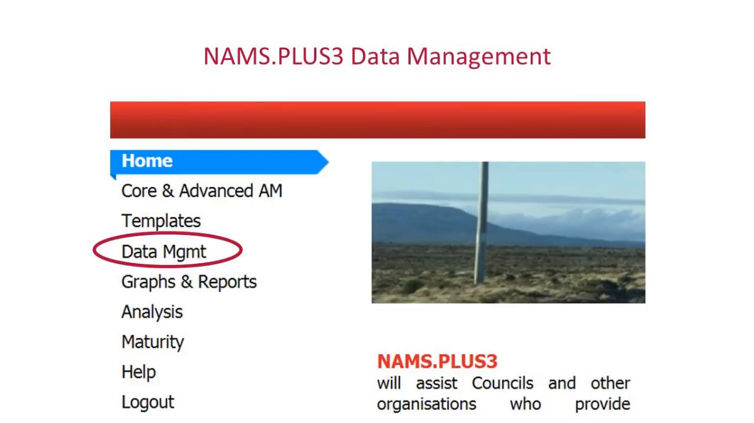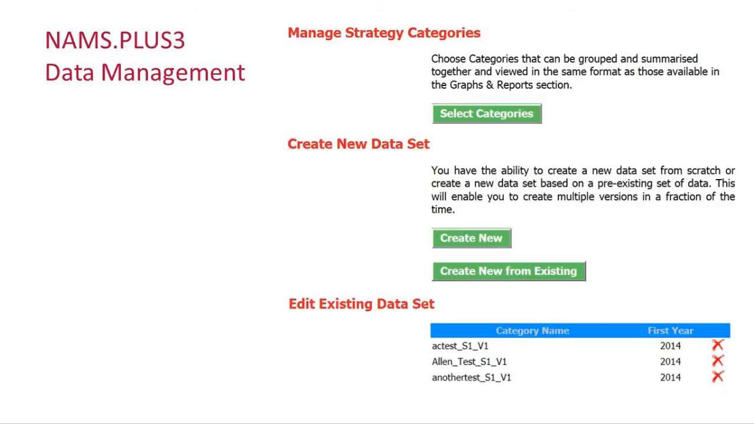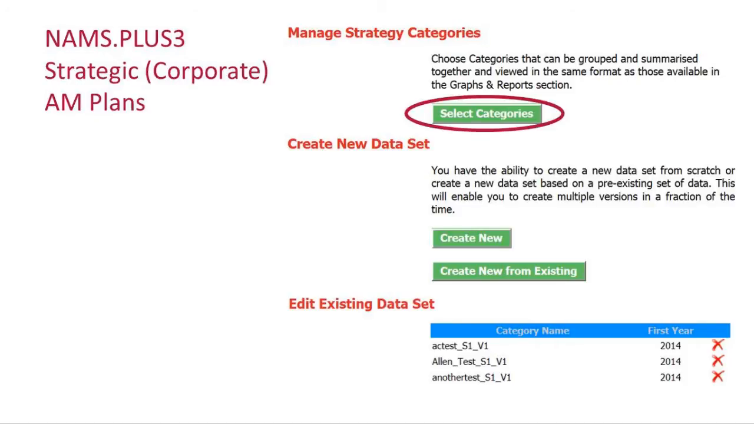The next tab we'll review is the Data Management tab. Data management includes the ability to edit data online and, in effect, do real-time data modelling. Four functions are available: manage or aggregate strategy categories, create a new dataset, edit an existing dataset, or delete an existing dataset. You can combine asset management plan categories to prepare a strategic or corporate asset management plan. This facility allows you to aggregate expenditure projections from several categories into the one modelling set.